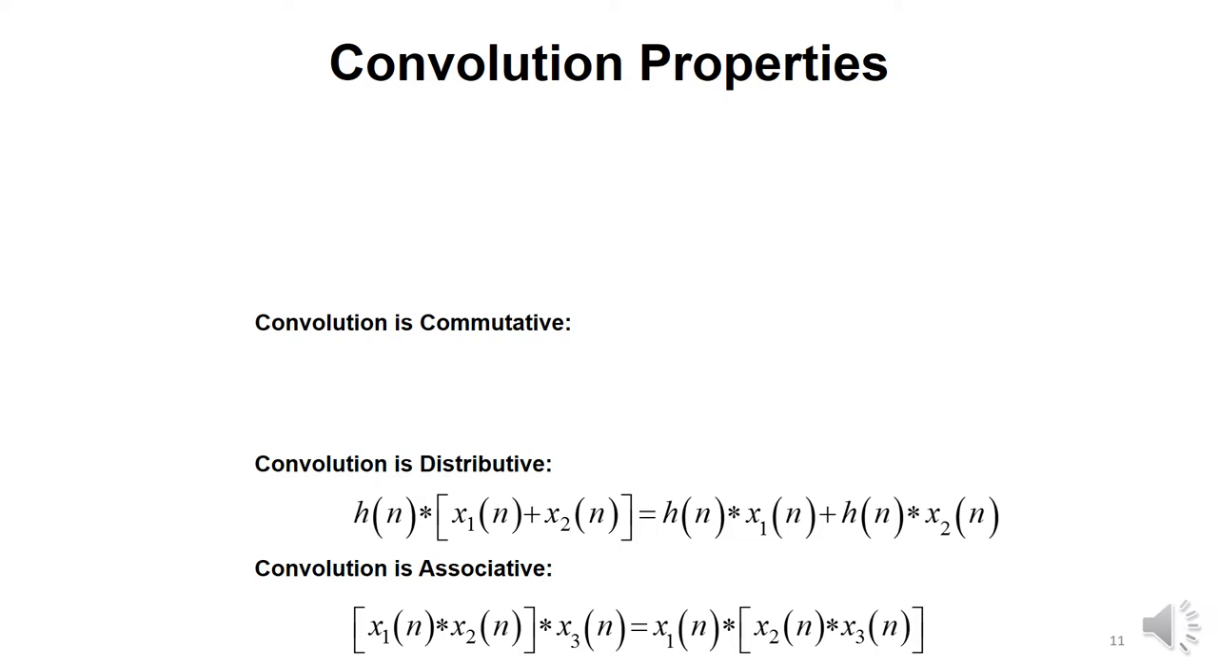Then convolution is distributive, that means when we have x1n plus x2n, and we want to find the convolution of that signal with hn, you can write it as hn convolved with x1n plus hn convolved with x2n. And convolution is associative, that means x1n convolved with x2n convolved with x3n is equal to x1n convolved with the result of x2n convolved with x3n. So if you want to find x1n convolution with x2n, you can first find that answer, then convolve that answer with x3n, and that is equal to x1n convolved with the answer of x2n convolved with x3n.